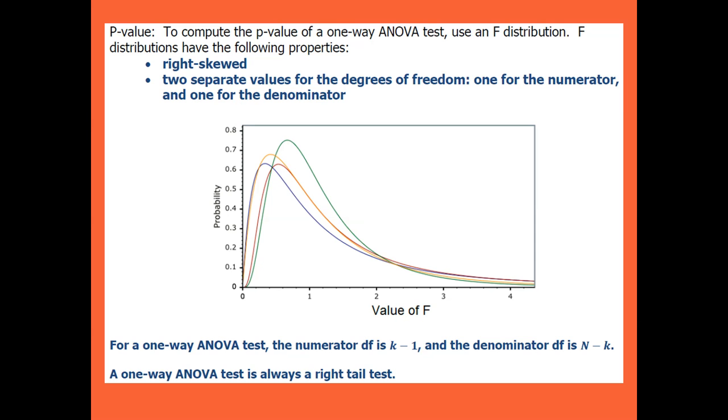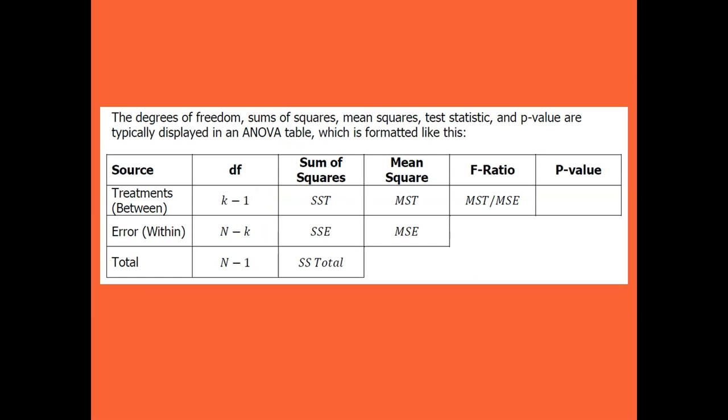You can see them down toward the bottom of the screen, that for a one-way ANOVA test, the numerator degrees of freedom is k minus 1, and the denominator degrees of freedom is N minus k. So when you go from sum of squares to mean square, the thing that you're dividing by is your degrees of freedom. And then lastly, just like with a chi-squared test, it's always going to be a right tail when you're computing the p-value. This is the conventional way of displaying all the computations that we'd have for a one-way ANOVA test.